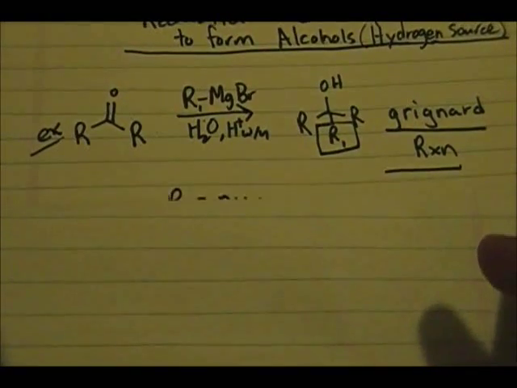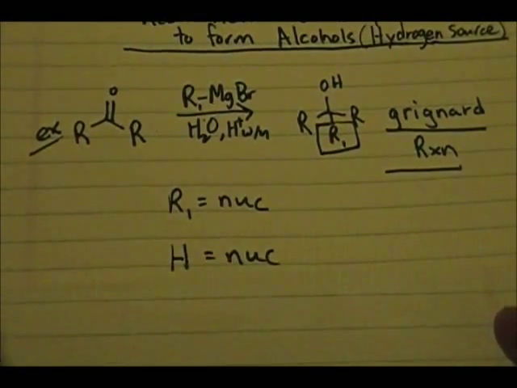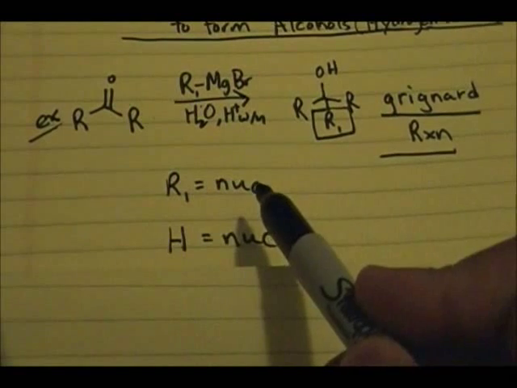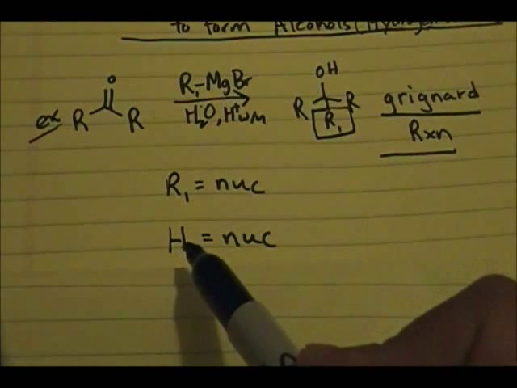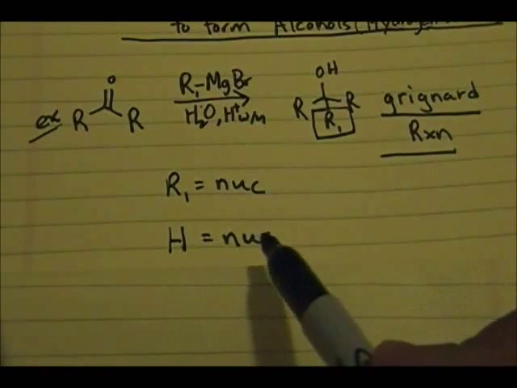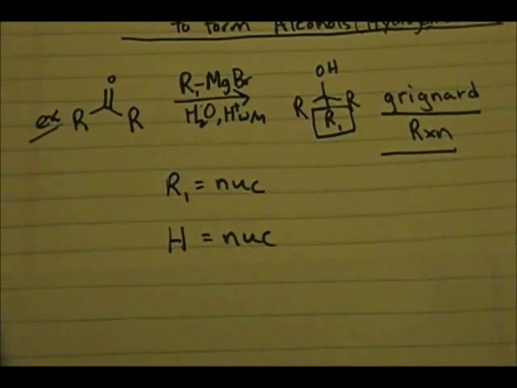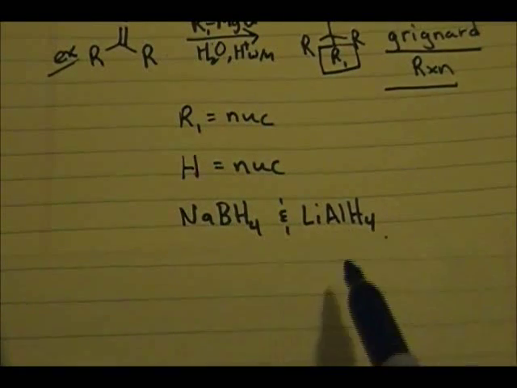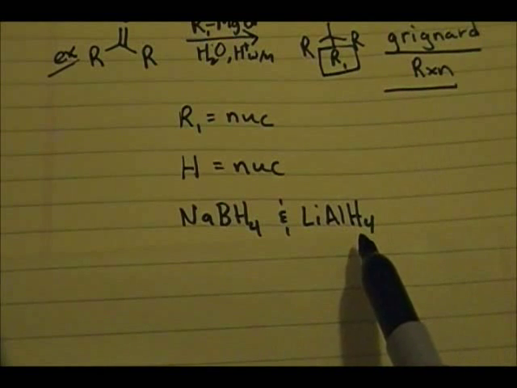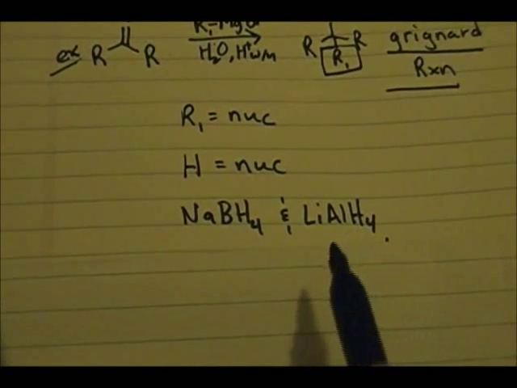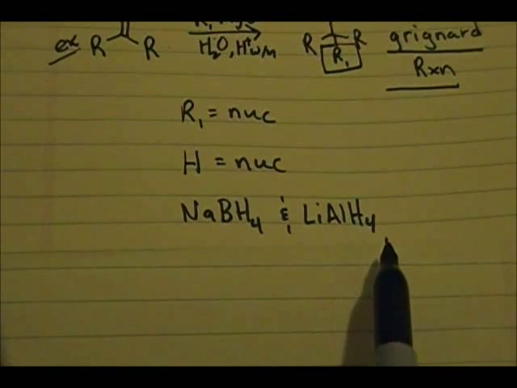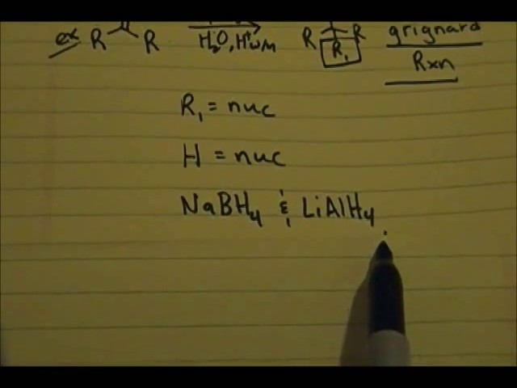Now, in the same token, the focus of this video is similar to the Grignard reaction. However, instead of R groups acting as the nucleophile, we'll be dealing with sources in which the hydrogen will serve as a nucleophile. And those sources are sodium borohydride, which is NaBH4, and lithium aluminum hydride, which is LiAlH4. And the four carbonyl compounds that I'll be focusing on are the ketone, aldehyde, carboxylic acid, and ester. So let's get started.